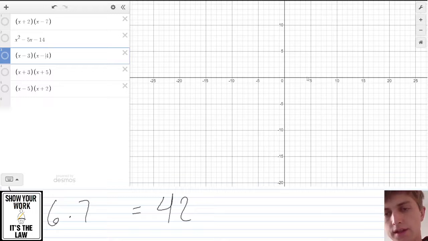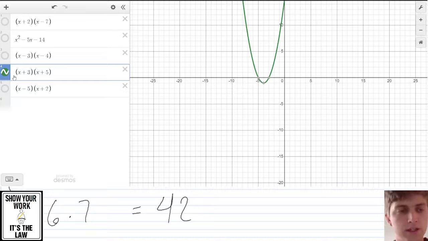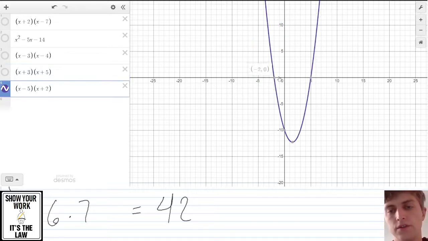parabola with its intersections right over here. So let's graph it, and there it is. We have one intersecting there and one intersecting there, 3, 4. What about this one? It's going to cross at -3 and -5 because we're flipping the signs. -3, -5. Okay, we got a parabola. And then lastly, it's going to be a 5 and a -2, -2 and a 5.